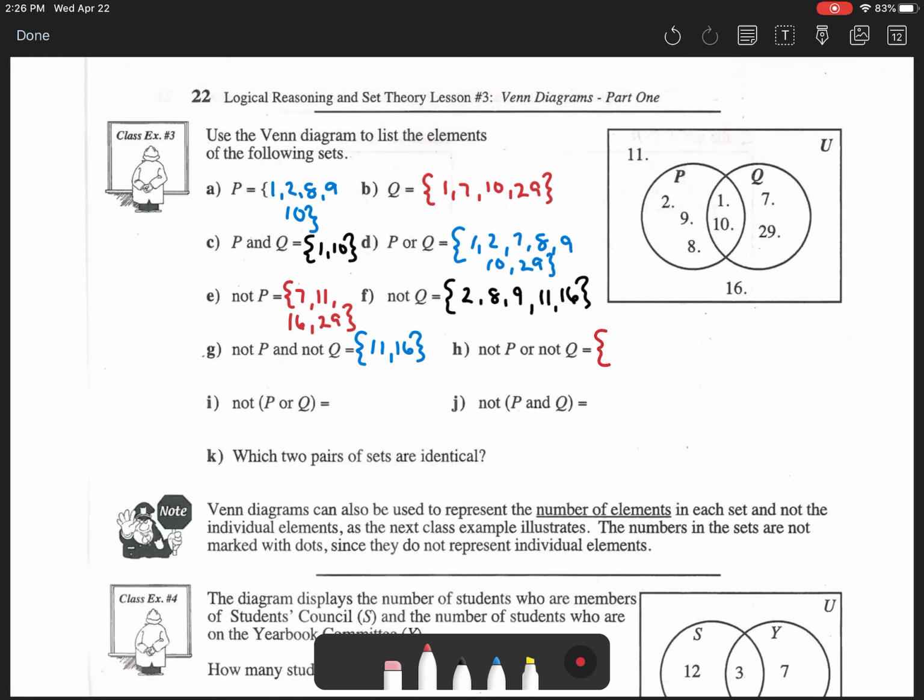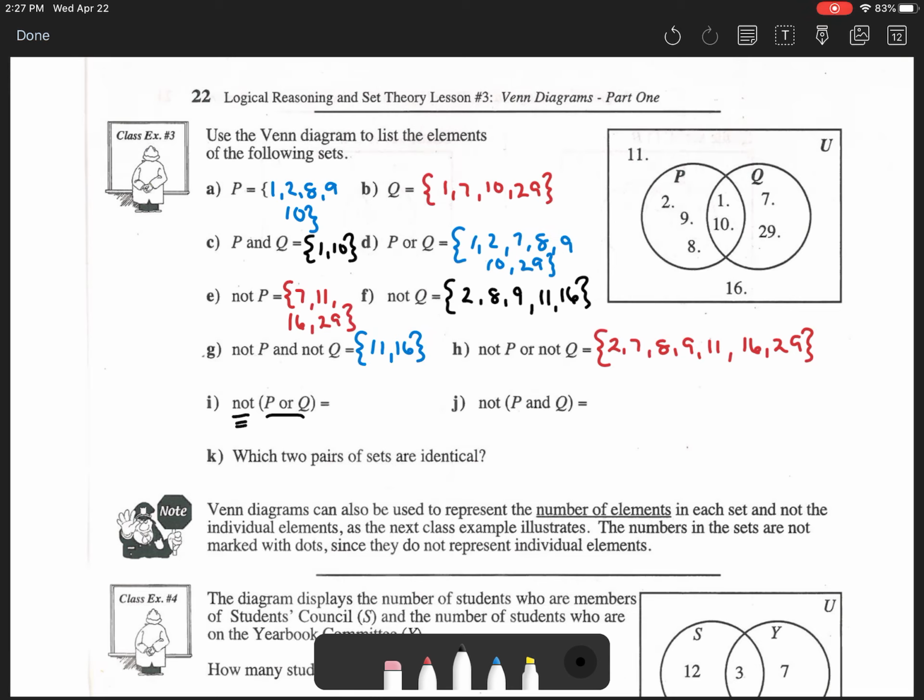Now, not P or not Q. So again, or just means it has to belong to one group or the other, okay? Or it can belong to both. So remember with or, we basically combine the two groups together. So what I would do is I would combine E and F together from the previous questions, okay? Because that's not P, not Q. Or when I take a look at the Venn diagram, I would shade not P, I would shade not Q, and it's anything in those two areas combined. So that will leave me with 2, 7, 8, 9, 11, 16, and 29. Okay, good.